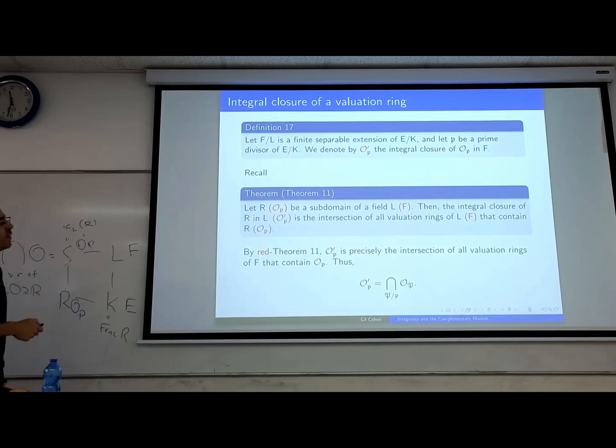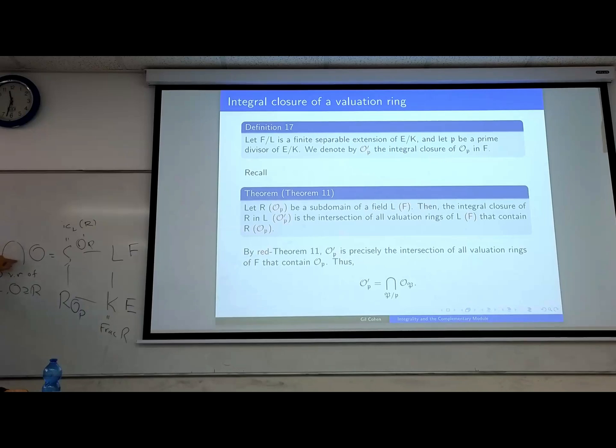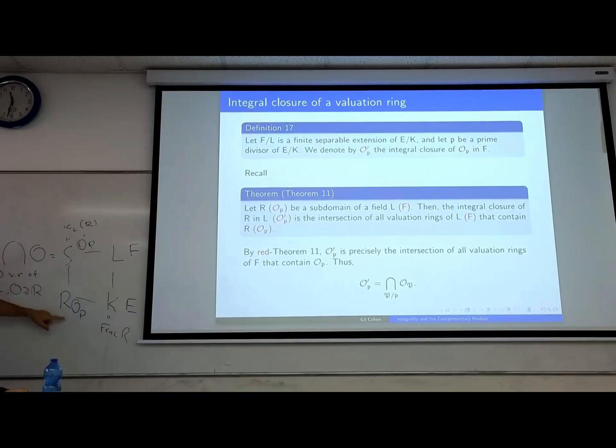And if you remember, we had this theorem that tells us that, if you have, generally speaking, this picture, you can choose if you want to read the red or the black, but let's read the black for a second. The integral closure of R in L was the intersection of all valuation rings that contain R. That was this theorem, right? Exactly this theorem. But if you think about it for a second, for O_P prime, if you take the integral closure of O_P, that theorem tells you it's precisely the intersection of all valuation rings of L that contain the thing downstairs here, O_P.